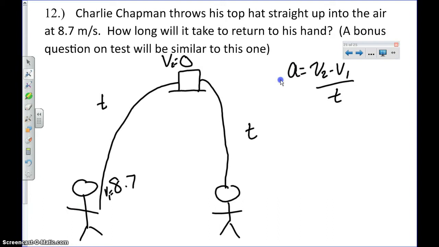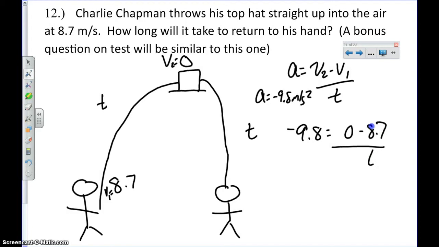Okay, so I have two velocities, but I need an acceleration. So what is the acceleration that is affecting this? As you throw the hat up into the air, it's slowing down. Why is it slowing down? Because of gravity. So my acceleration is really going to be the slowing down due to gravity. Acceleration equals negative 9.8 meters per second squared because, again, it's gravity. So we're going to plug that in. Negative 9.8 equals V2, 0, minus V1, 8.7, divided by T. So I'm going to have negative 9.8 T equals negative 8.7.